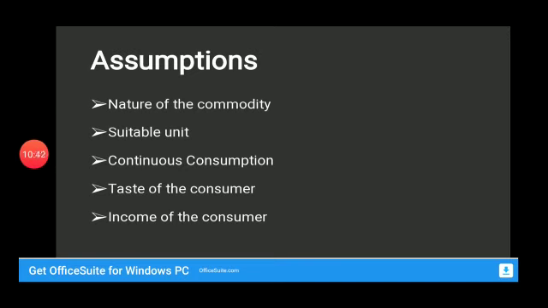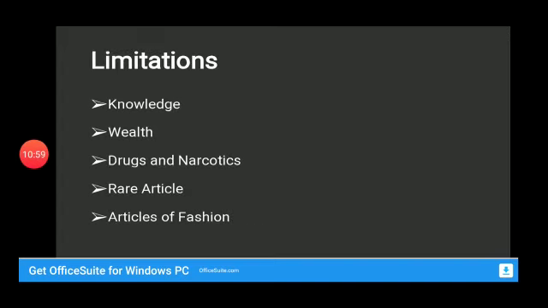Fourth, the taste of the consumer should not change. It should remain constant for the application of the law of diminishing marginal utility. And the fifth one is the income of the consumer. The income of the consumer should remain constant. It should not change. If the income changes, then you will demand more of a commodity even if your utility is less for you. So it should remain constant.